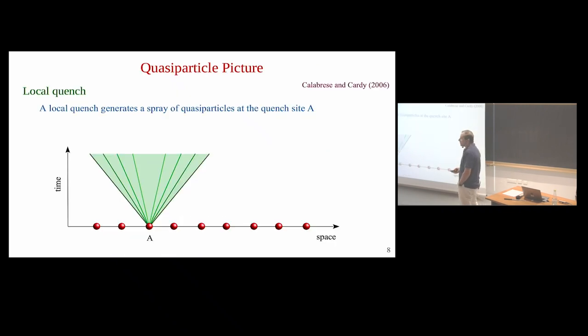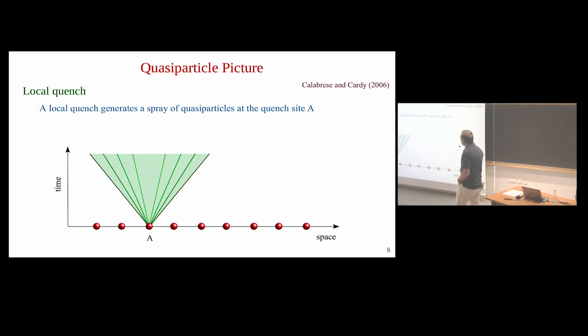Okay, so there is another picture that is very fruitful, which is the so-called quasi-particle picture, that is a bit more microscopic. The basic idea was developed by Calabrese and Cardy, where they have the simple idea that a local quench will generate a spray of quasi-particles at the position of this point. So here I consider a local quench first.